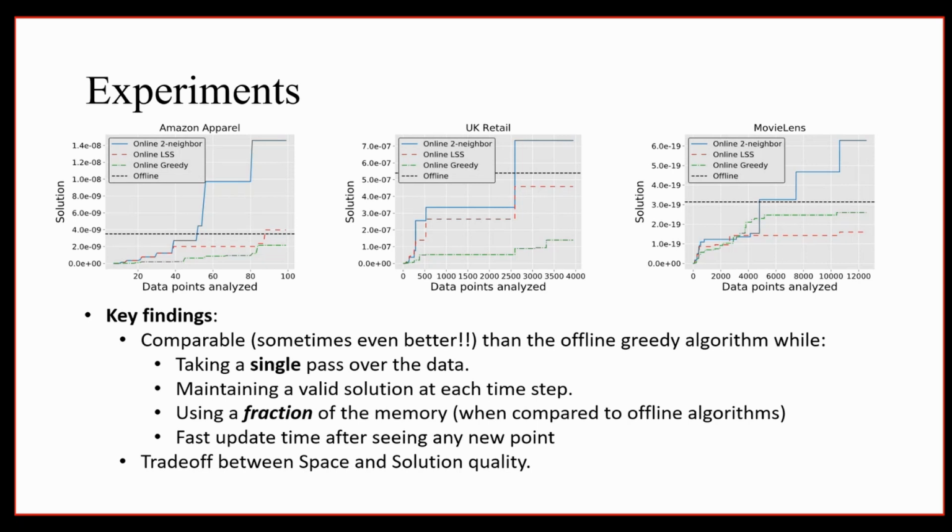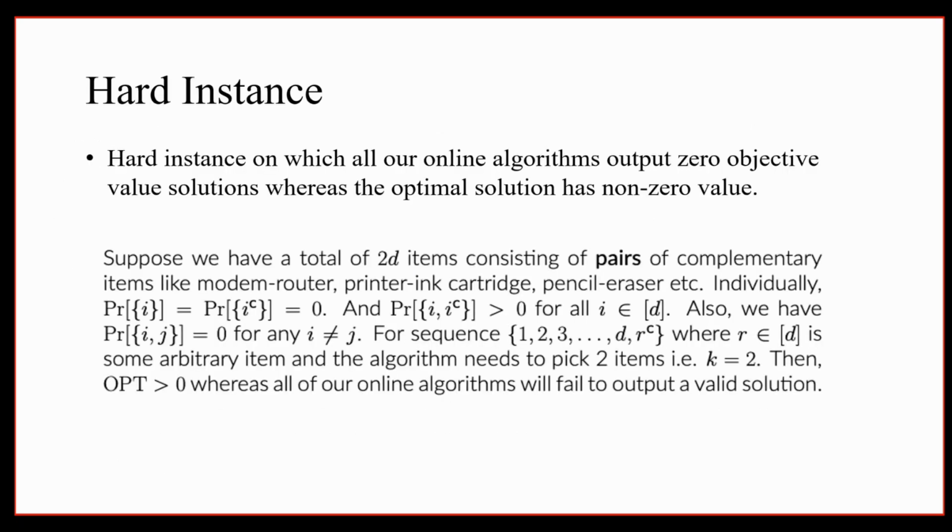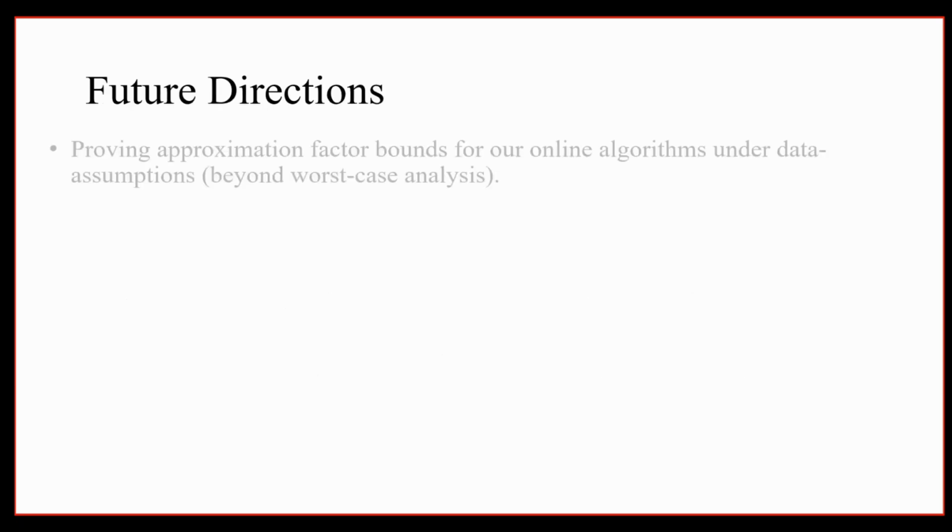These are empirical results. Your algorithms give better quality, and there is some trade-off between the space and solution quality. In the local search algorithms, you have some parameter which dictates how many times you want to do those swaps. And if you're allowing more space, then you can get better solutions. We'll not discuss this hard instance, given the lack of time.